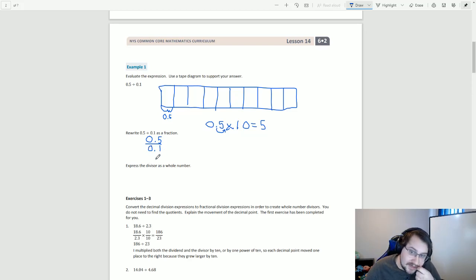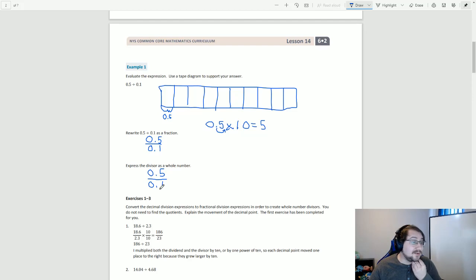If I wanted to take 0.1 and make that into a whole number, how would I do it? Simple. Because I have my 0.5 over 0.1, and if we remember correctly, if I want this to be a whole number, all I'd have to do is move my decimal once. I have 1/10, because remember, my first number past that decimal is tenths.